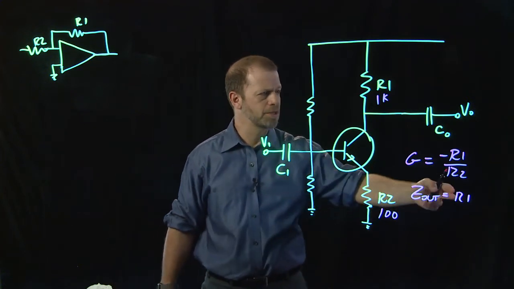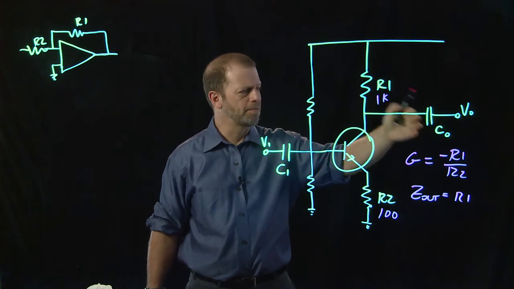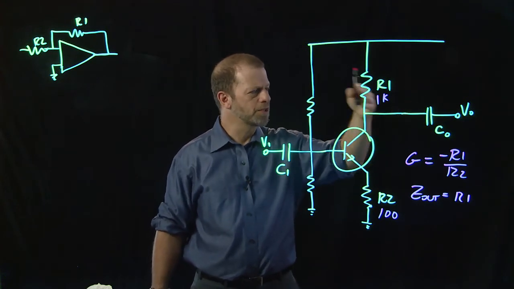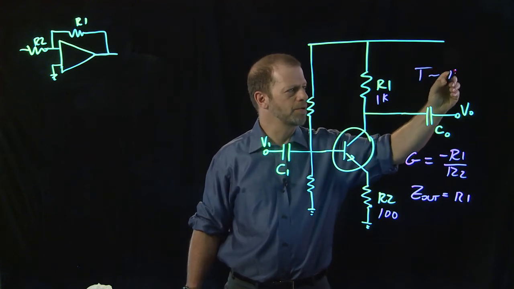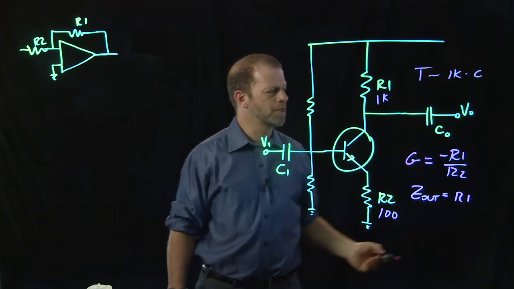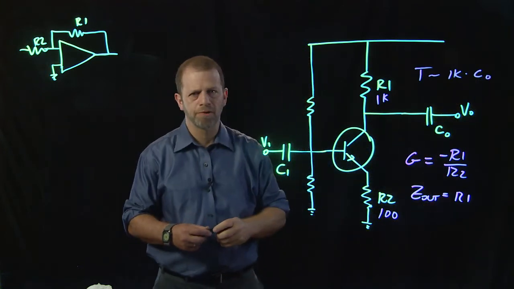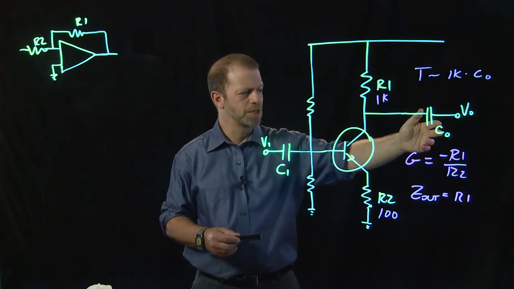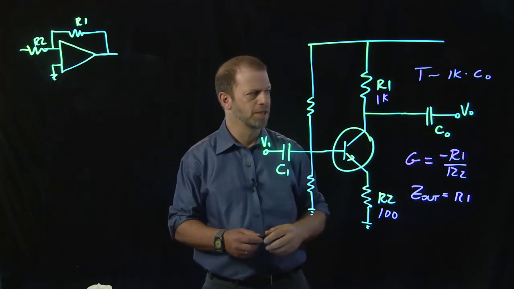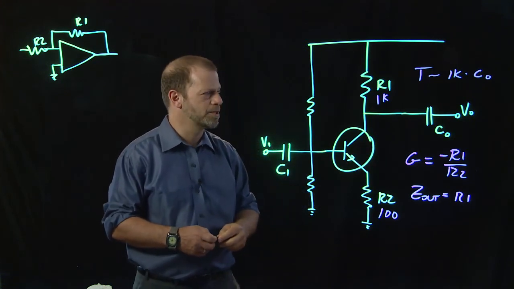So the output impedance is 1,000 ohms, and this DC blocking capacitor here forms an RC filter, where the time constant is like 1,000 ohms times that value of capacitance C0. So if we want this to be a good amplifier even at low frequencies, we are going to have to choose a large value of C0. It can even turn out to be inconveniently large if you want to get down to low audio frequencies of like 20 hertz, for instance.